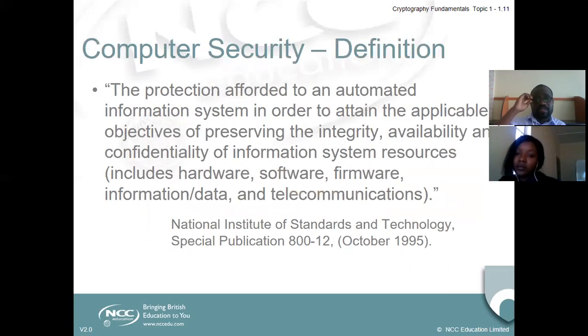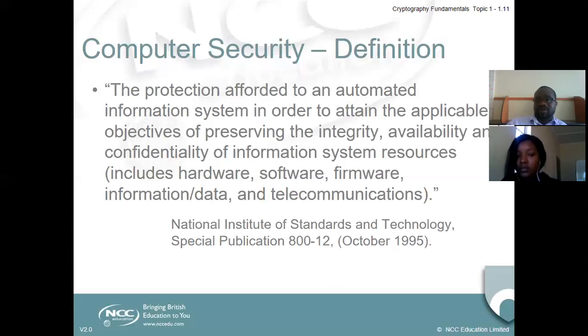So let's look at computer security. What is computer security? There is a definition of computer security. Computer security is the protection afforded to an automated information system in order to attain the applicable objectives of preserving the integrity, availability, and confidentiality of information system resources, including hardware, software, firmware, information/data and telecommunication. So the CIA triad is being applied there.